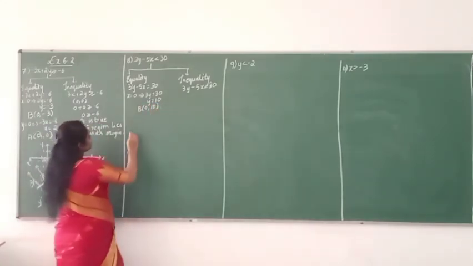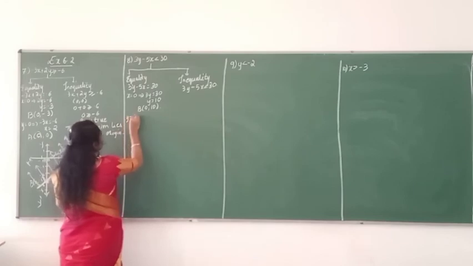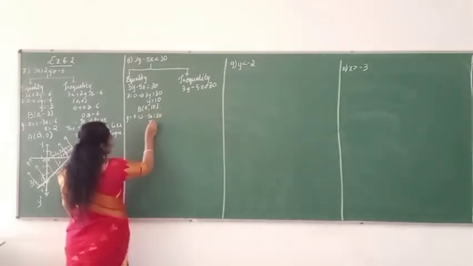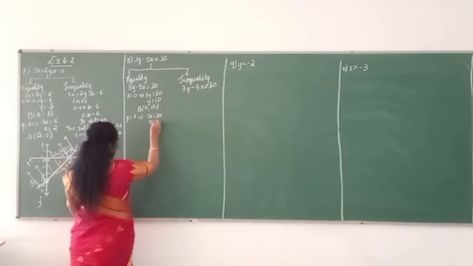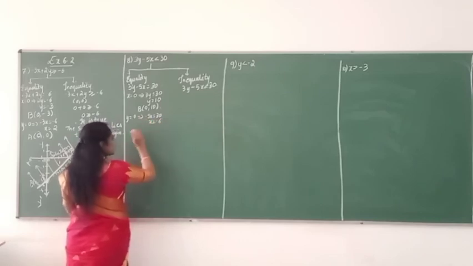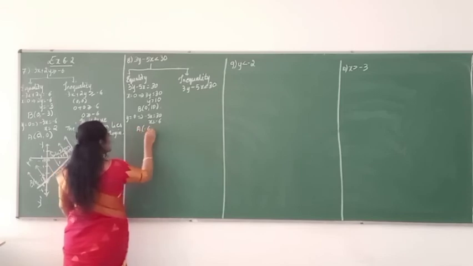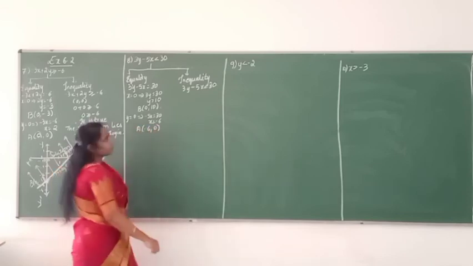Next one. y is equal to 0. So when y is equal to 0, it will be minus 5x is equal to 30. Therefore x is equal to what? 5 sixes are 30, as the negative sign is there, so I will be getting minus 6. So the point a is (minus 6, 0). Is it clear?